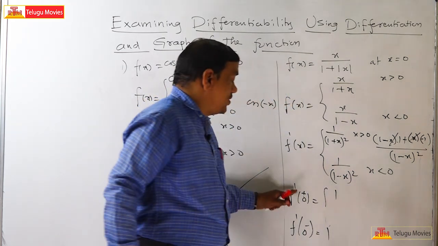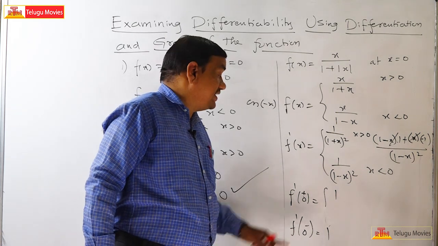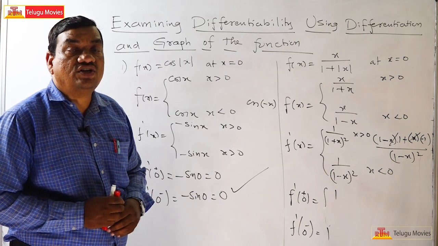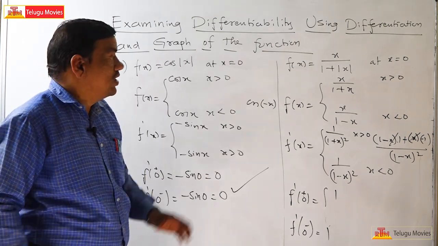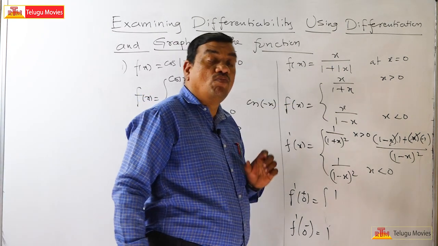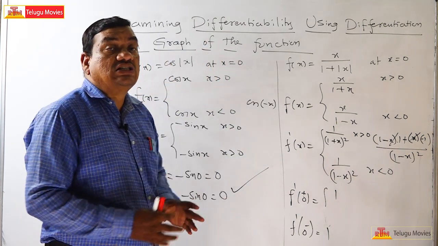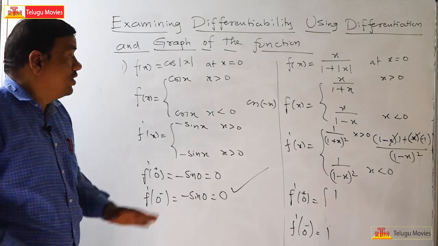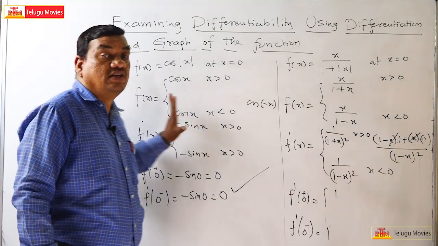So the right hand side derivative and left hand side derivative are both equal. Therefore, this function is differentiable at x is equal to 0. Observe here, even though the modulus function is there, it does not affect the differentiability of the function at x is equal to 0. From these two examples, what is the thing you observed here?